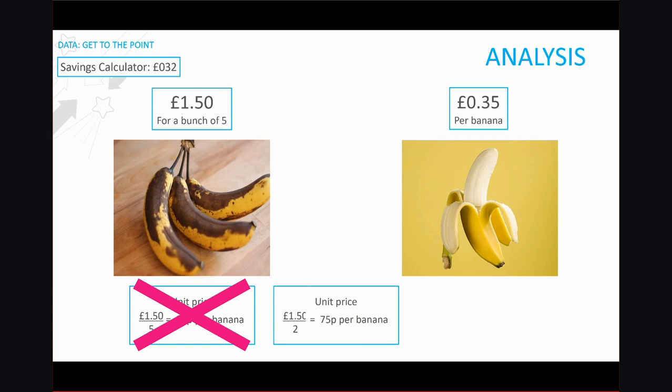So hopefully just from this calculation, you've realised that it's really important for us to look at the big picture when we're looking at substitutions. We want the best option price, but we want to be able to have the best value for money as well.